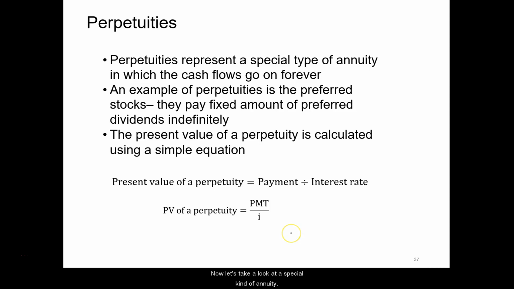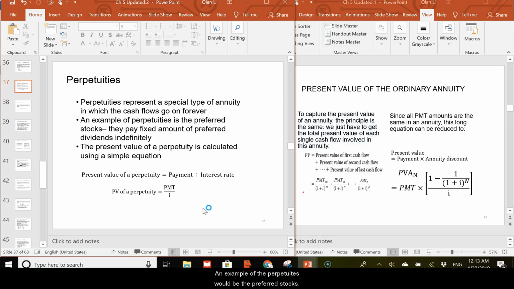Now let's take a look at a special kind of annuity. We call this the perpetuity, which is basically a perpetual annuity. So it is an annuity with cash flows that would go on forever, till infinity. An example of perpetuities would be preferred stocks.